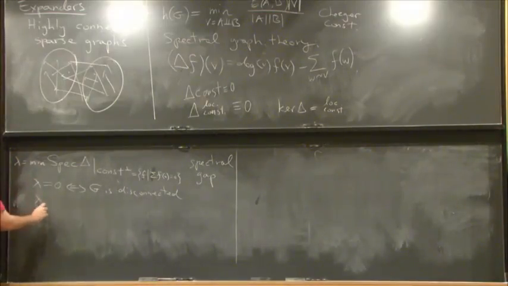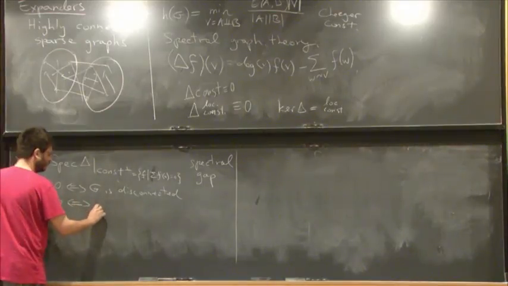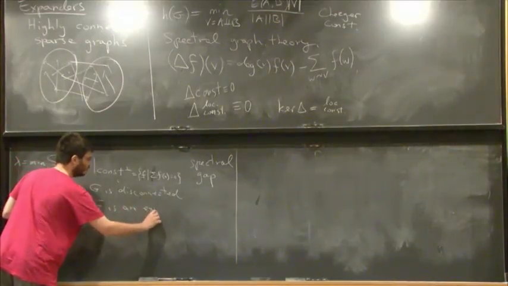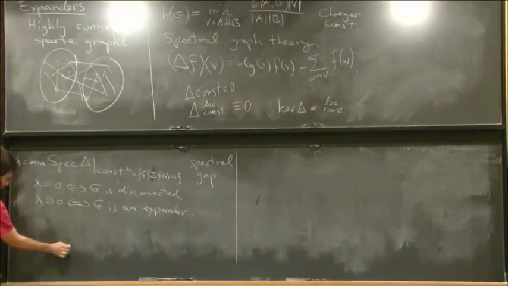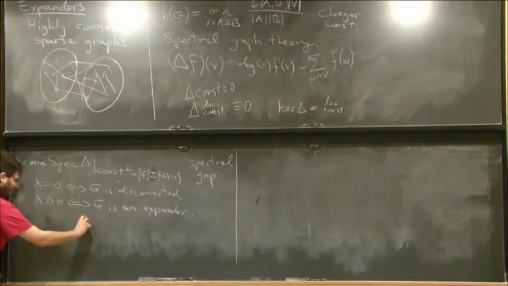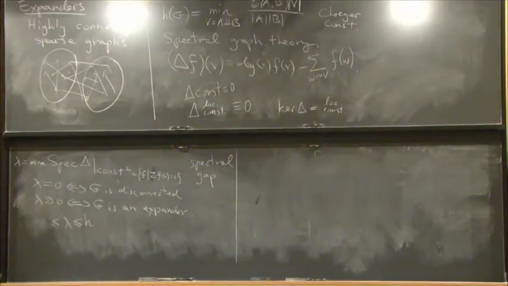So now we would like to say, okay, disconnected is the worst thing we can have. We want it to be very connected. So maybe if the gap is big, is it an expander? And yes. So what we have is something of the form: the Cheeger constant is at least the spectral gap, and this is again bounded by a function of the Cheeger constant, where k is the maximal degree in the graph.